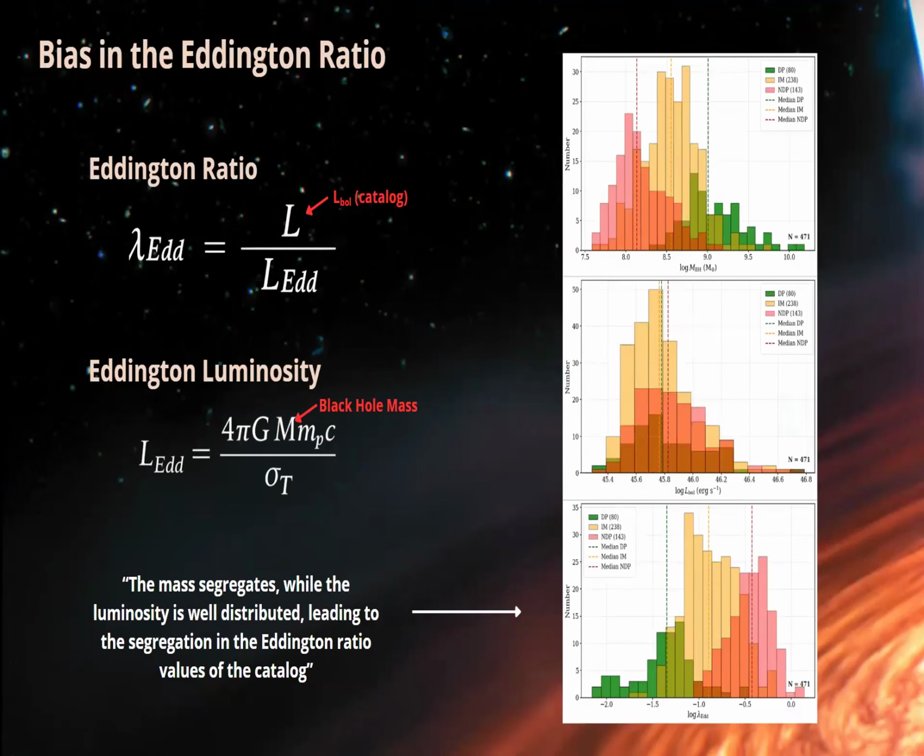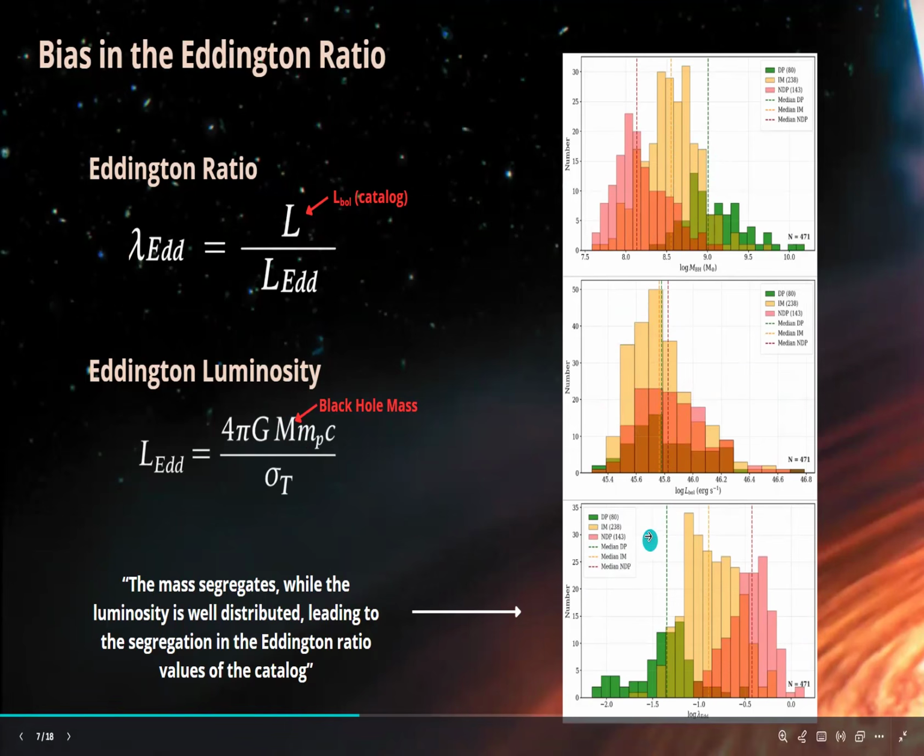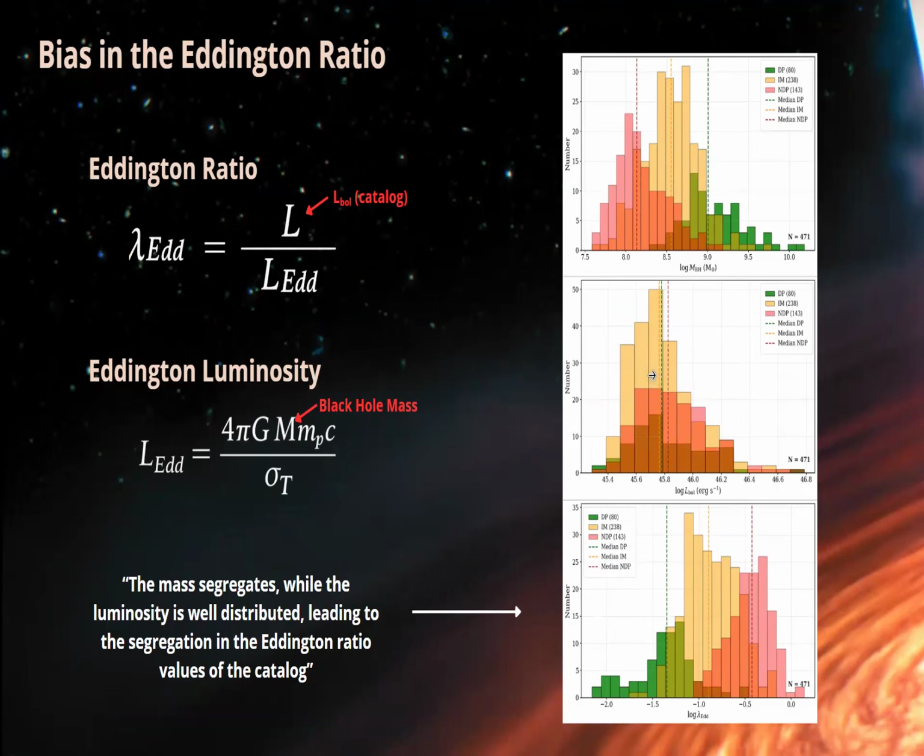The bias in Eddington ratio is attributed basically to the same reason, because the Eddington ratio depends on the bolometric luminosity, which does not segregate a lot, and on the black hole mass, which segregates a lot. So if the mass is strongly segregated because the individual inclination of each object was not considered, the Eddington ratio will also be segregated for the same reason, okay? So both mass and Eddington ratio are very biased because of the inclination.